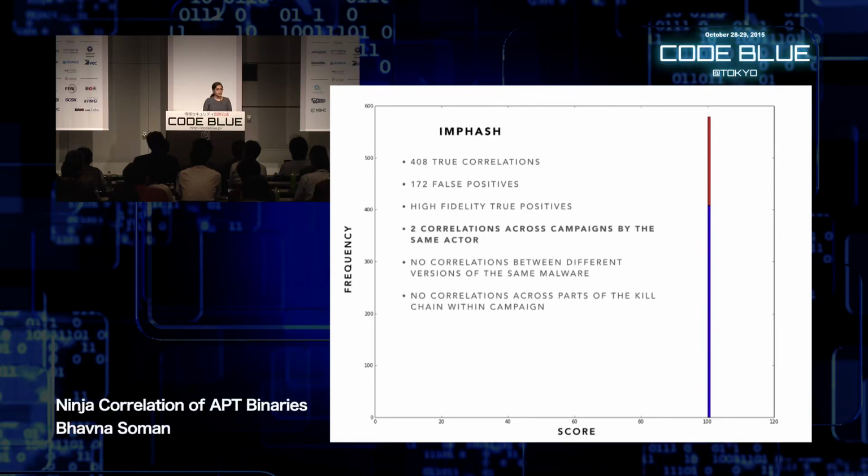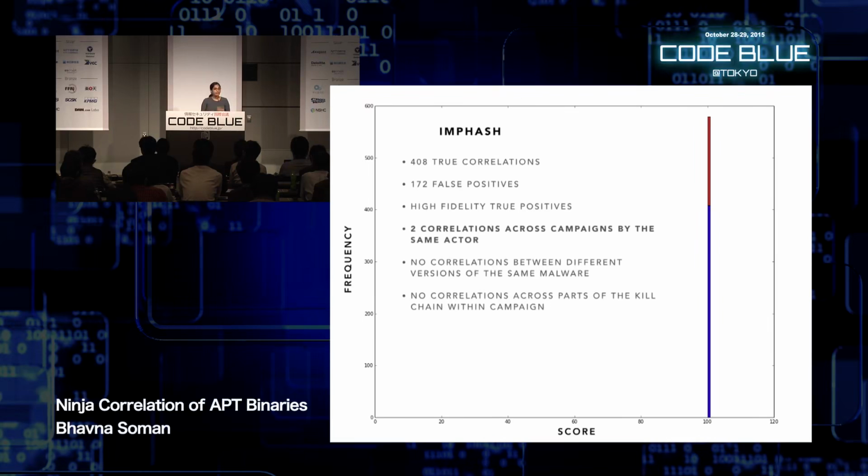Some of the other things we looked at was whether this method could connect binaries used in the same campaign, or used by the same actor in different campaigns. The imp hash had 2 correlations of this type. We also asked if this method can connect binaries that are different versions of the same malware. The imp hash method could not.